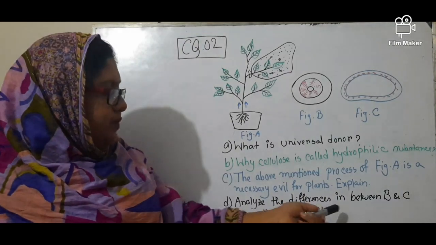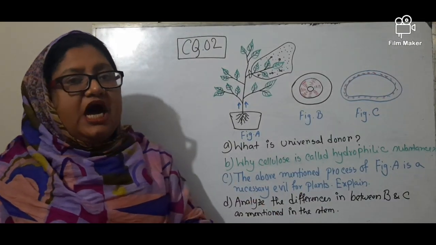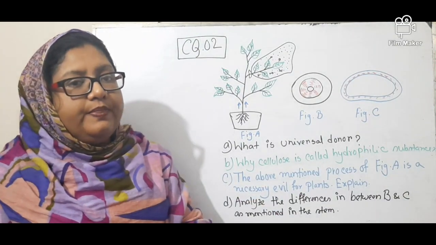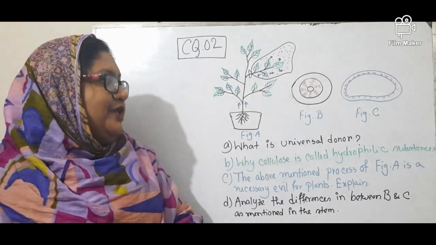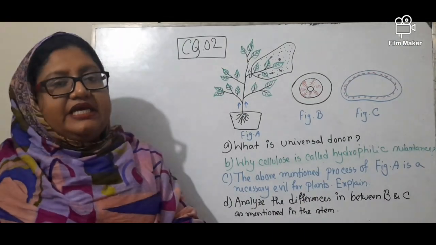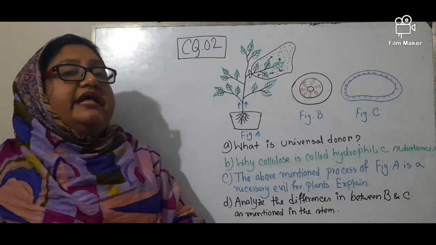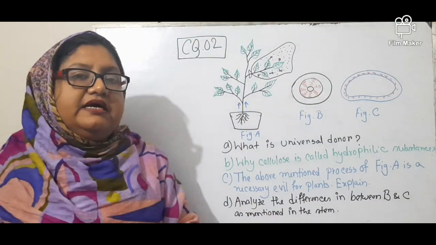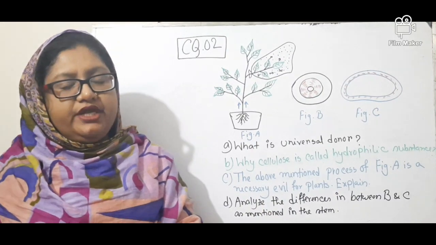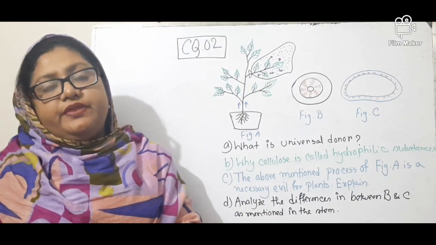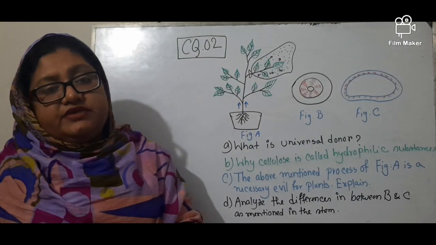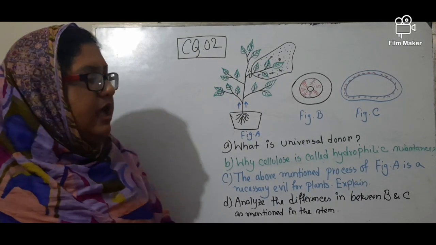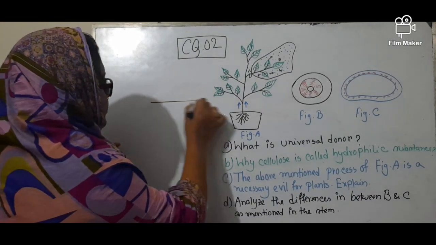You are asked to write the differences between artery and vein. Now, how will you write the answer? You will first write that in the above stem, B and C indicate the artery and vein respectively. The differences between artery and vein are given below. Then you will make a chart in this way.